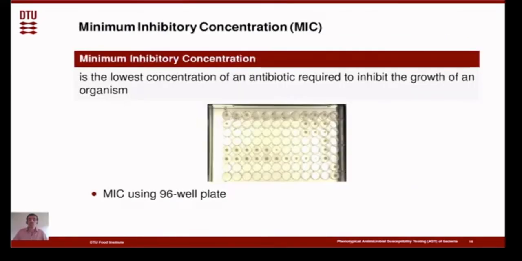The second in vitro technique is called the minimum inhibitory concentration. The definition written here is the lowest concentration of antibiotic required to inhibit the growth of an organism. And this is a plate that is very often used to determine the minimum inhibitory concentration of an isolate, where you have different antibiotics with different concentrations.